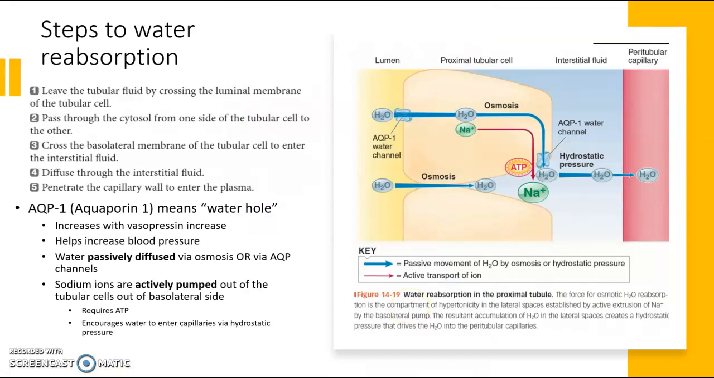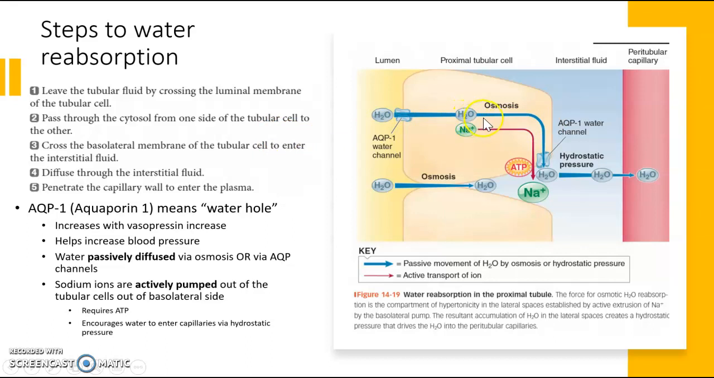So first off, in any reabsorption of any molecule, there's 5 different steps or 5 different barriers to overcome, and I'll just list those quickly. First, they have to leave the tubular fluid right here and cross the luminal membrane of the tubular cell. And then, so for water, the way it gets through there is through an aquaporin channel. So this is a water hole channel, so the water will go through that hole, and then it needs to pass through the cytosol of this tubular cell.